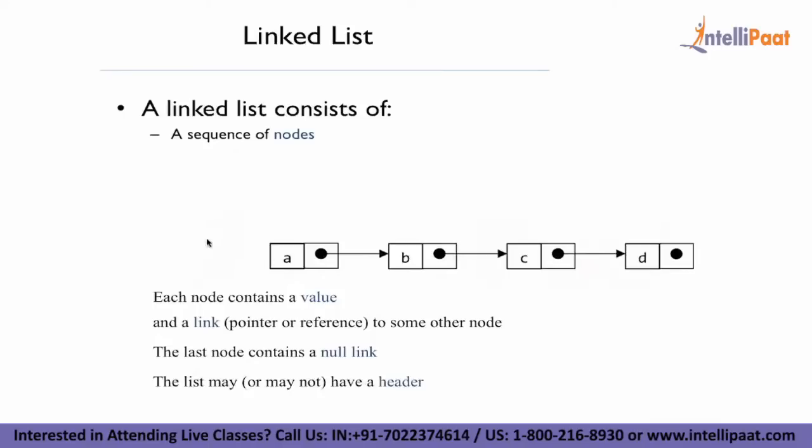So the list may have a header. It's good to have a header. Header is nothing but it says from where my linked list is starting. So generally it contains the location of your first node. So here is the starting element of the linked list, or I can say the head of the linked list, which contains the memory address of the first node. So this is the linked list. This contains the first address of the first node. Then node A has B as the next node, B has C as the next node, C has D as the next node.